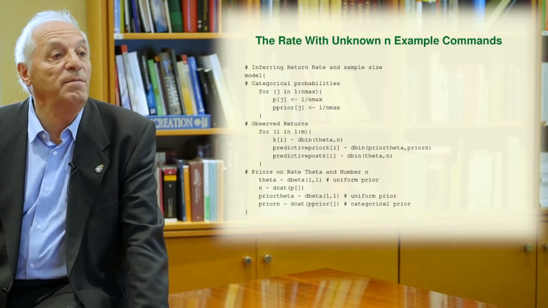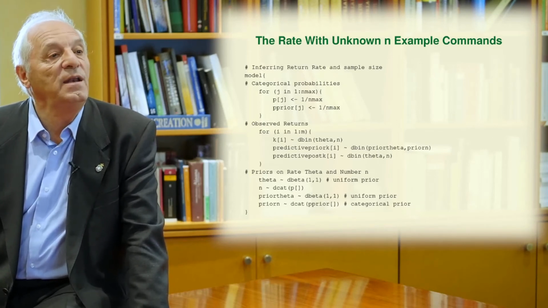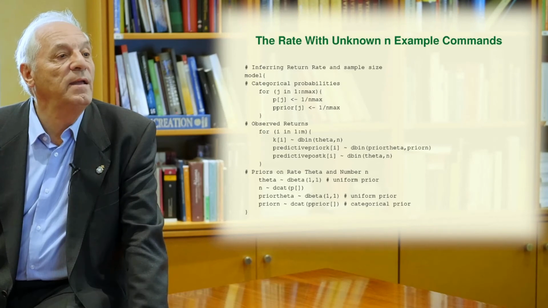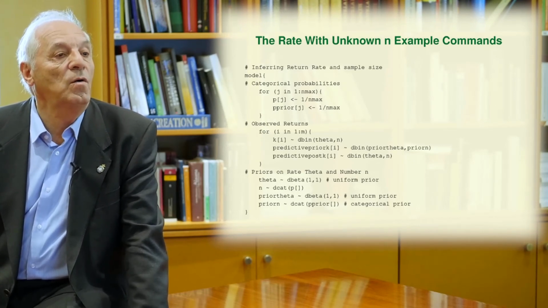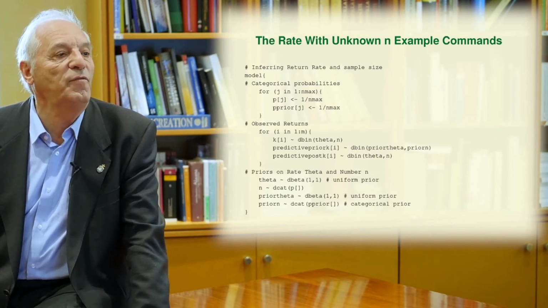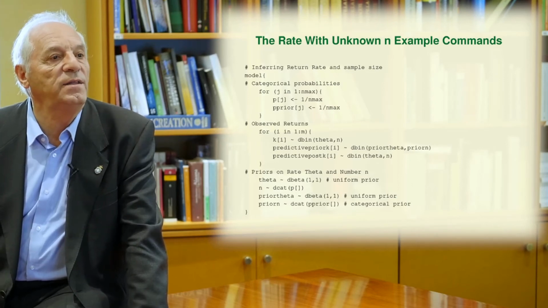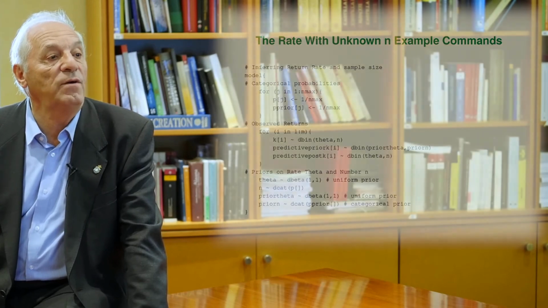Theta is the parameter that you use in the posterior predictive, and then we have to use another parameter, which is prior theta, as before, for the prior. And then we finish with the prior distribution of theta, which is a uniform, and of n, which is a categorical probability. And the same for the prior theta and the prior n.